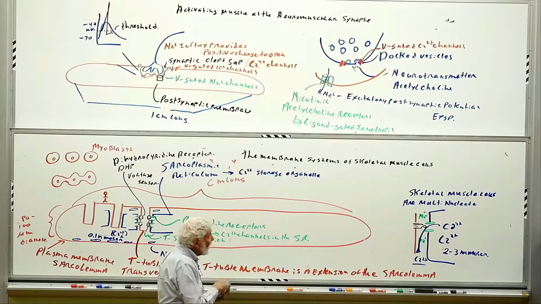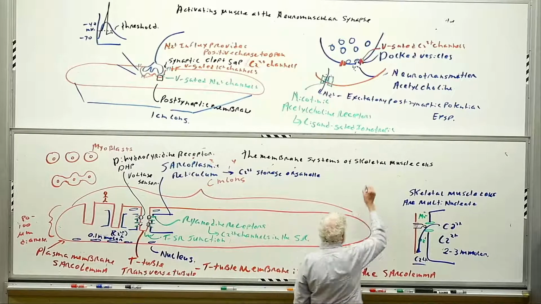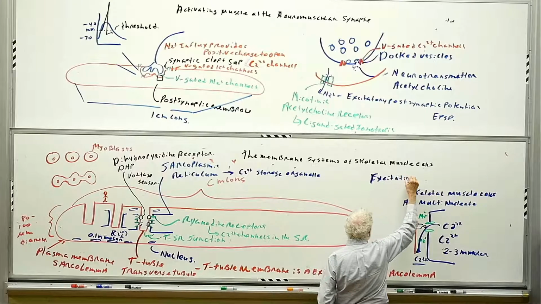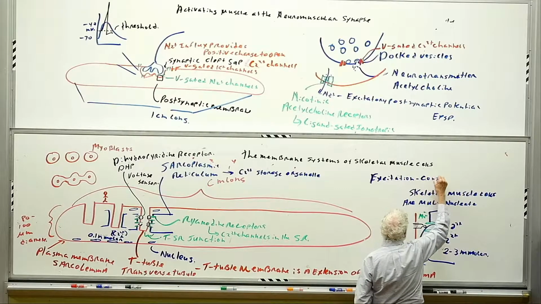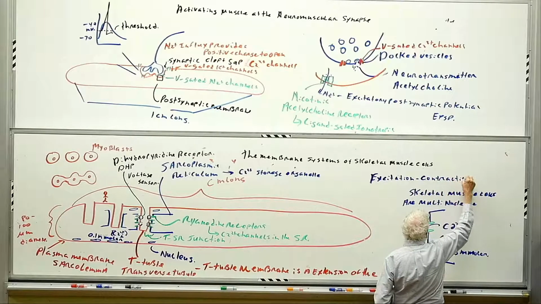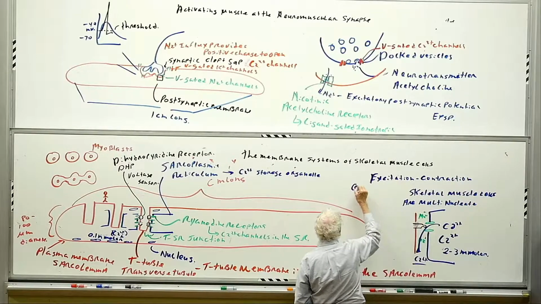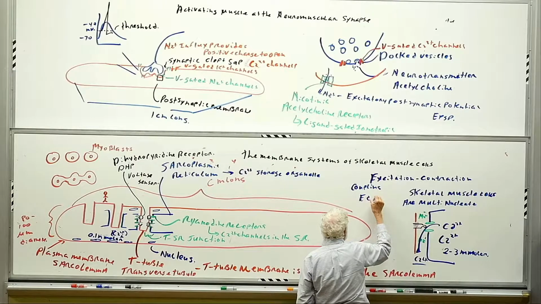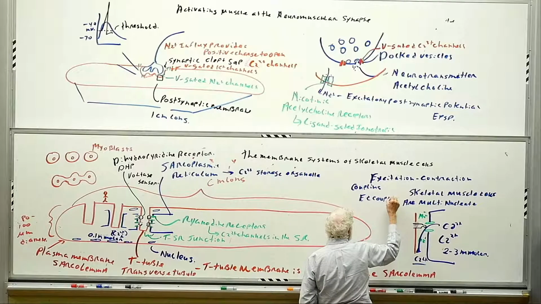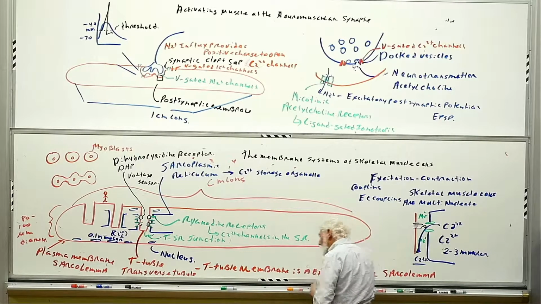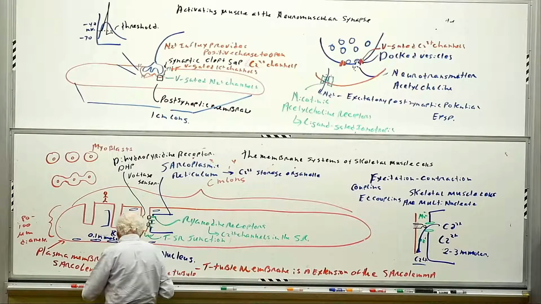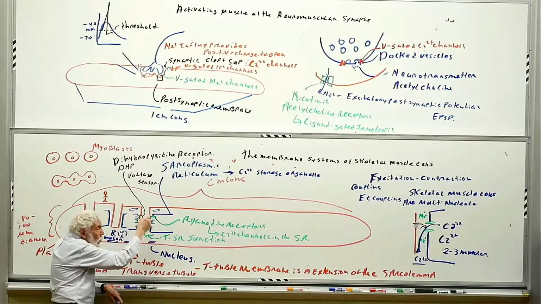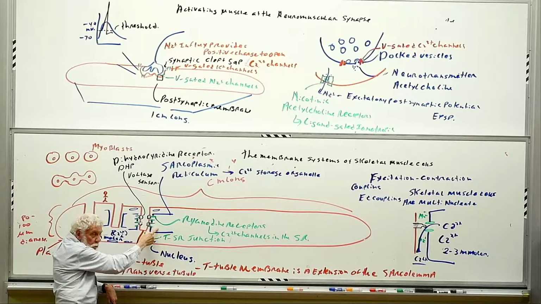This is the beginning of a process known as excitation, contraction, coupling, frequently known as EC coupling. So the EC coupling then is where we've now released the calcium from the internal stores.